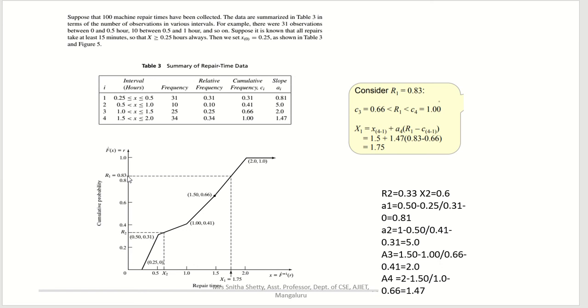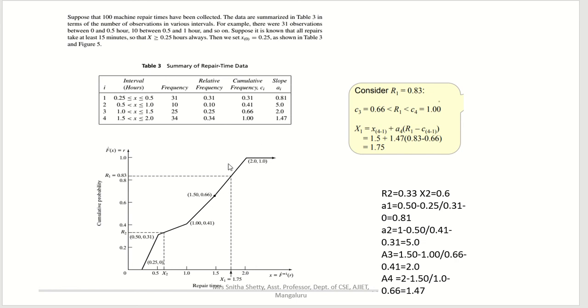Just look here. 0.83 comes here. When I plot 0.83 on the graph, you can look at the slope. This is slope 1, slope 2, slope 3 and slope 4. So 0.83 points to this slope. Now look at the cumulative function, which lies between 0.66 and 1.0. What is the interval? This is the 0th interval, first, second, third and fourth interval. So 0.83 lies between the third and fourth interval.